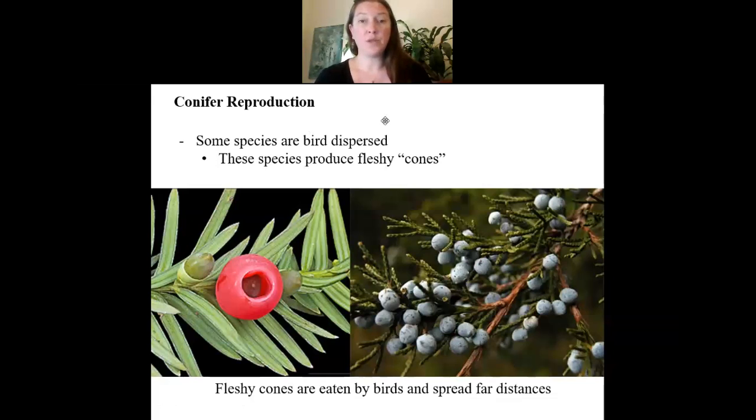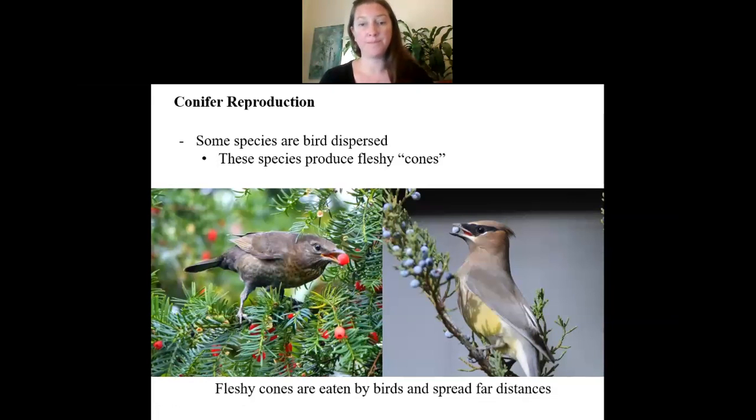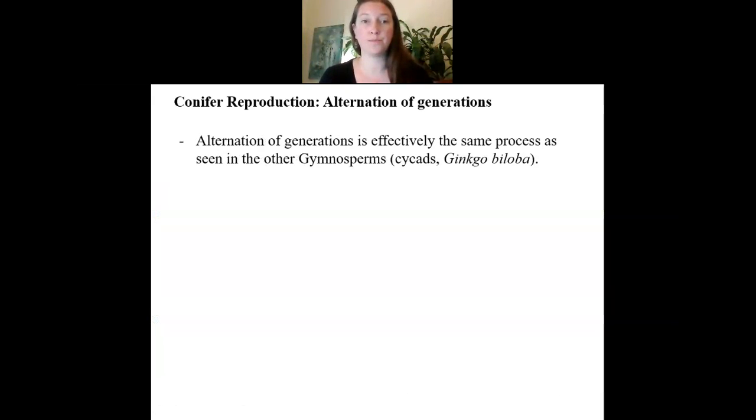But as we learned in the first lab, there are some conifers that have slightly different looking cones that are a little more fleshy, and those cones are eaten by birds and bird dispersed. So the birds will eat the conifer's cones, these fleshy cones, poop the seed out somewhere, and then it'll grow into a new tree.